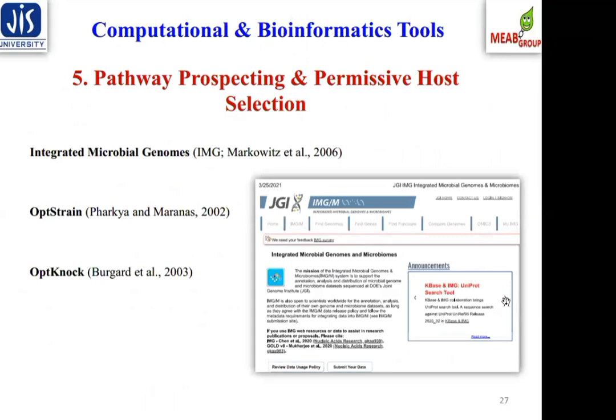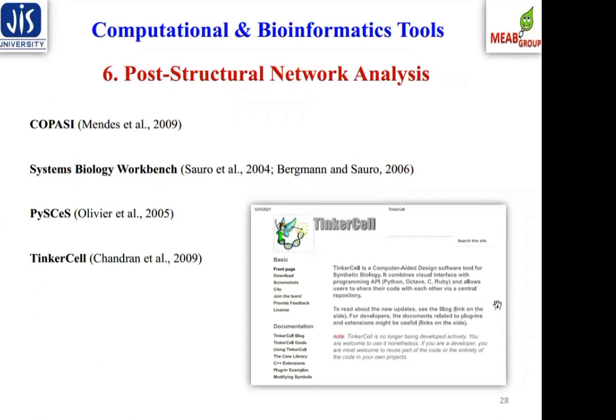So what computational and bioinformatic tools are available that will allow you to prospect the pathway and also identify a permissive host? Mostly three software are available. These are computational tools: Integrated Microbial Genomes, OptStrain and OptCom. And finally, post-structural network analysis can also be done by utilizing certain algorithms on COPASI, Systems Biology Workbench, the PHYSAs and Tinkercell.